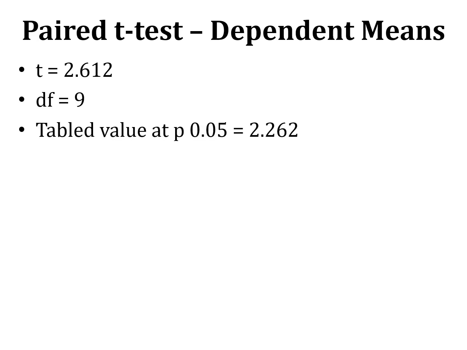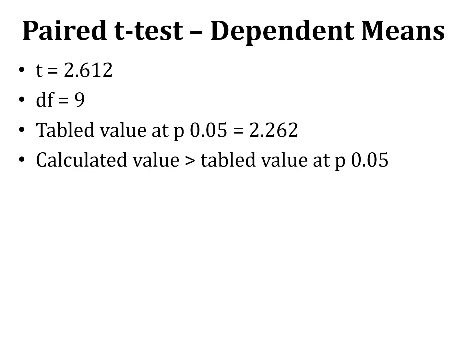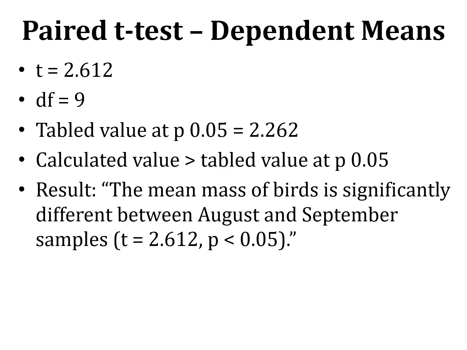So now it is time to report the results. Our t-value is 2.612, our degree of freedom is 9, and the table value at probability 0.05 is 2.262, which is less than the calculated value. So the calculated value is greater than the tabled value at probability 0.05, and therefore we can say that the mean mass of birds is significantly different between August and September samples. T 2.612, probability less than 0.05. So this is our first example for today.